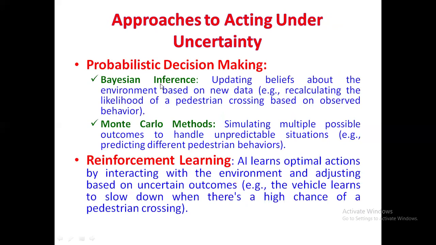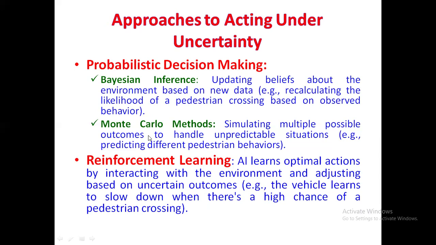First, Bayesian inference. This approach allows the vehicle to update its belief about the world based on new evidence. For instance, if a vehicle sees a pedestrian appearing at the crosswalk, Bayesian inference can help update the probability that the pedestrian will cross. The system continuously recalculates these probabilities as new data is collected and makes decisions based on the likelihood of different outcomes.